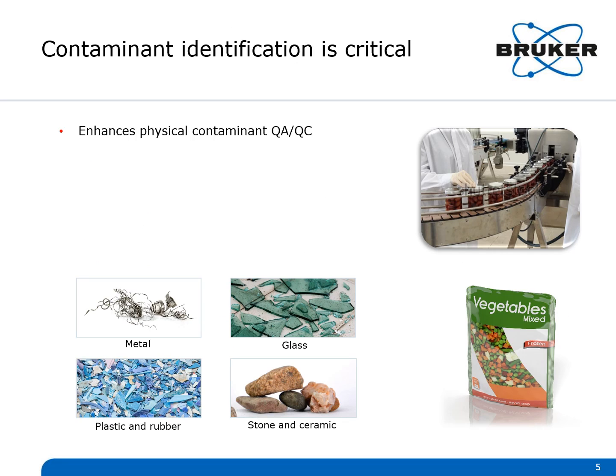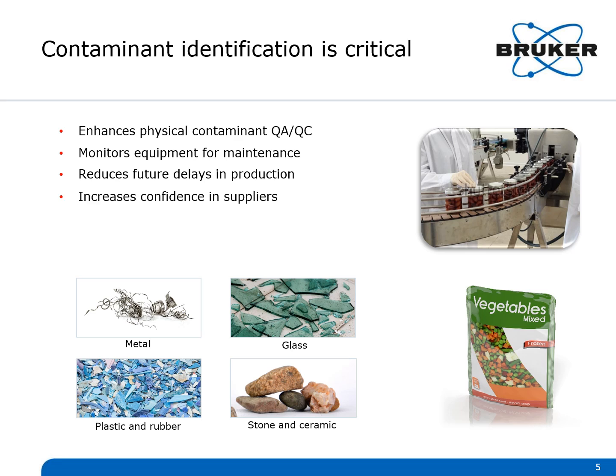Contaminant identification is critical. It enhances QA/QC programs. It helps maintenance monitor production equipment. It helps reduce future delays in production. It helps increase confidence in suppliers. It assists with false claims investigations. And it helps optimize your overall risk management.